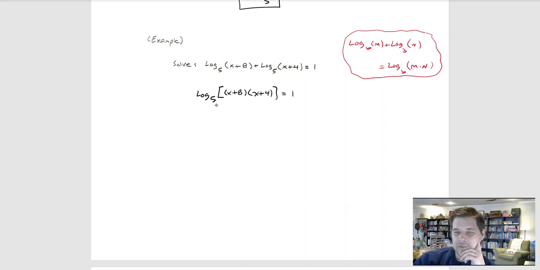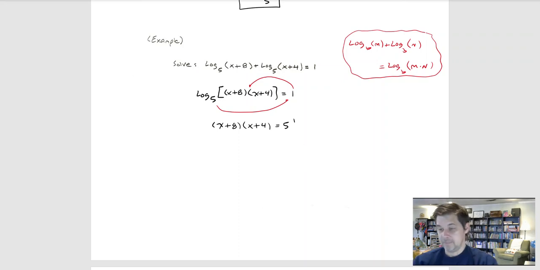So we'll go ahead and say, well, that's what we're doing. We're going to take it like this and say we get that. And if that happens, we'll get x plus 8 times x plus 4. And we'll have to say that's equal to 5 to the first power, won't we? Okay.